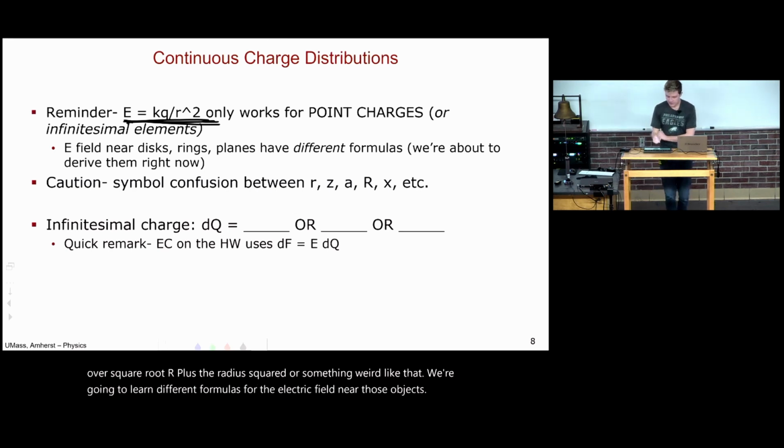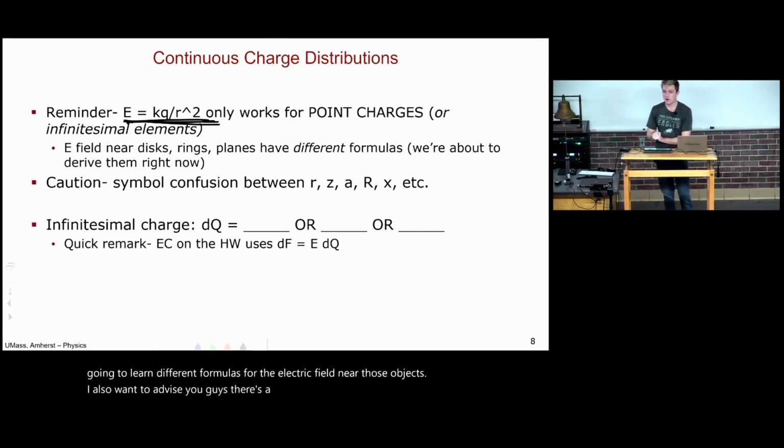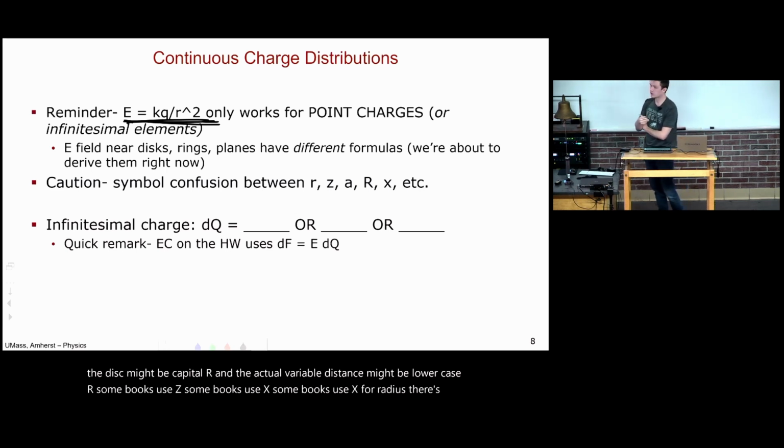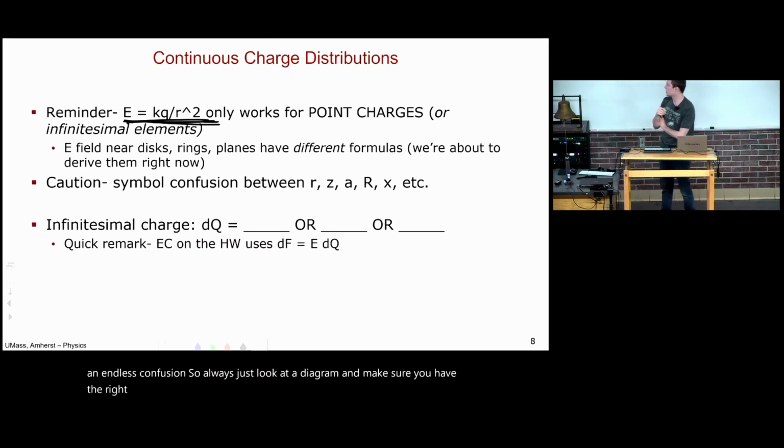Okay, I also want to advise you, there's a lot of symbols involved, like the radius of the disk might be capital R, and the actual variable distance might be lowercase r. Some books use z, some books use x. Some books use x for radius. There's just endless confusion, so always look at a diagram and make sure you have the right variable in mind.